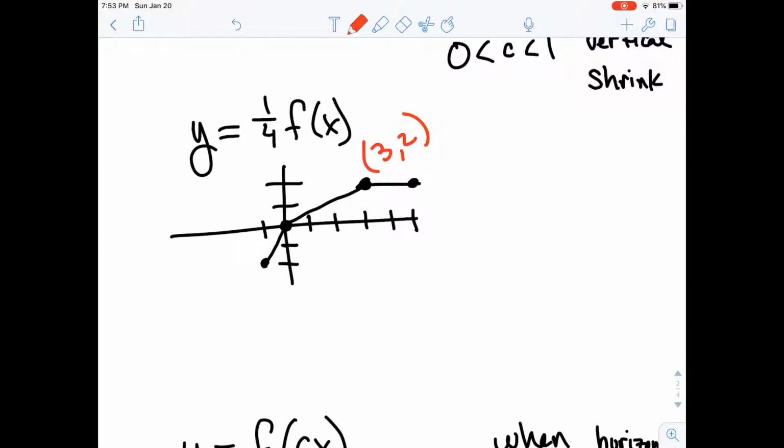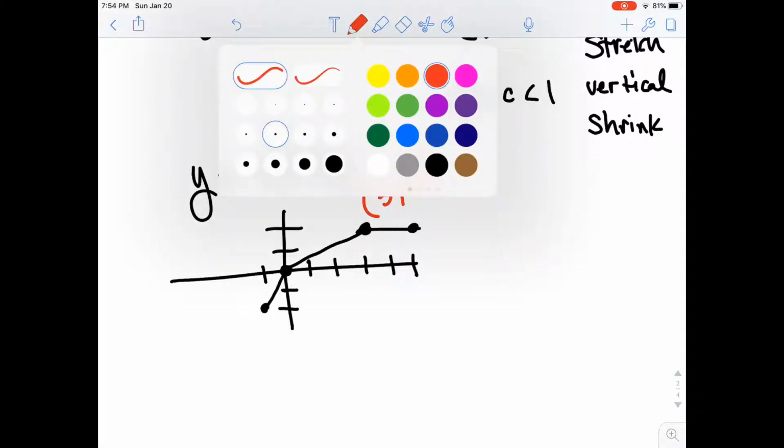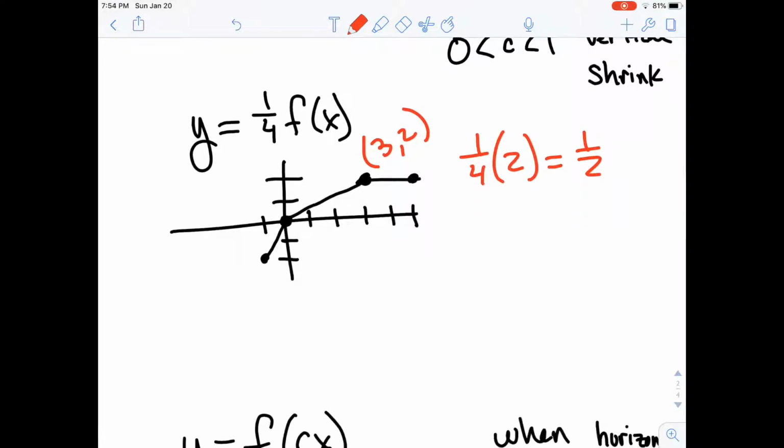And you can do this for another point too, but because it's a vertical shrink, you're going to take your y value and vertically shrink it. So you're going to take it times 1/4, right? So if I take my y equals 2, so I take 1/4 times 2, this would be 1/2. So this point stays at x equals 3, but now in my new graph.